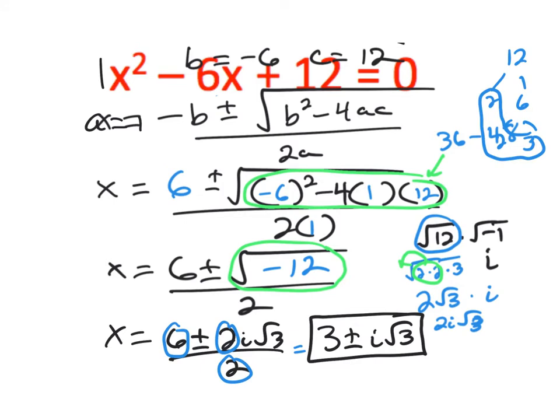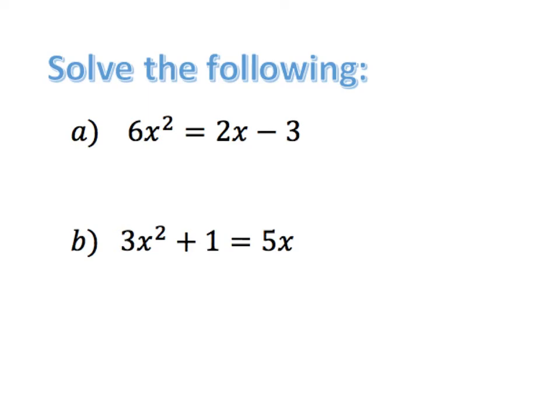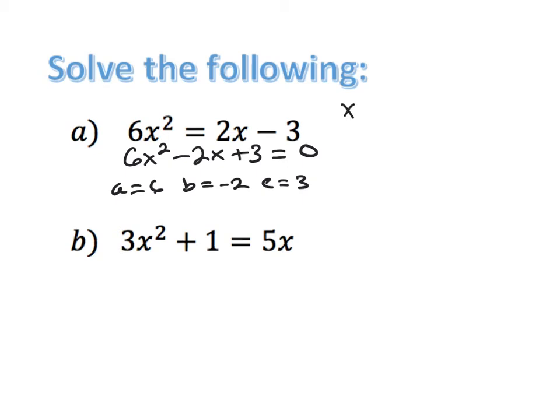But that's what our solutions look like today, something involving i, and we're dealing with solving quadratic equations still. So let's take a look at a couple more before I have you guys try one on your own. So first step is really, remember, set it equal to 0 first, so I'd have to subtract the 2x and I'd have to add the 3 to the left side to make it equal 0. Second step is we're identifying our a, b, and c, so a is 6, b is -2, c is 3. We're using the quadratic formula now.